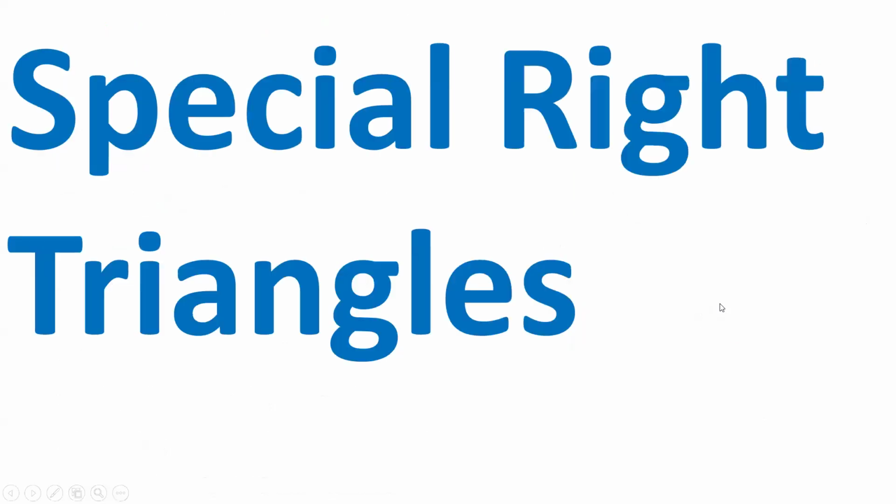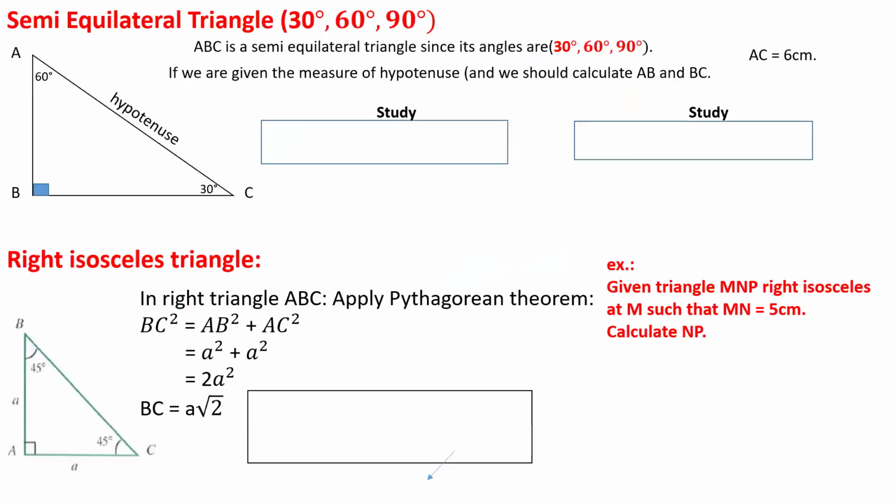Now I will continue. Let's talk about special right triangles. So I will talk now about two special kinds of right triangles. Number one, the semi-equilateral triangle. Which triangle do we call semi-equilateral? It is a triangle having an angle which measures 30 degrees, an angle which measures 60 degrees, and an angle which measures 90 degrees. So as you can see, in a semi-equilateral triangle, we have a right angle and the other two angles always one measures 30 degrees and the other measures 60 degrees.